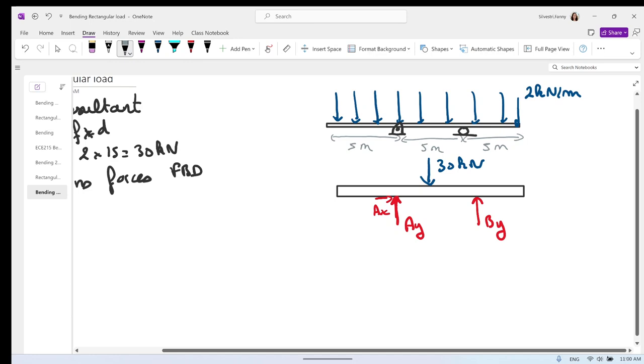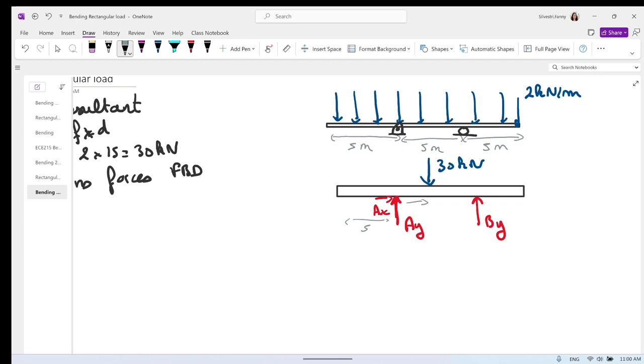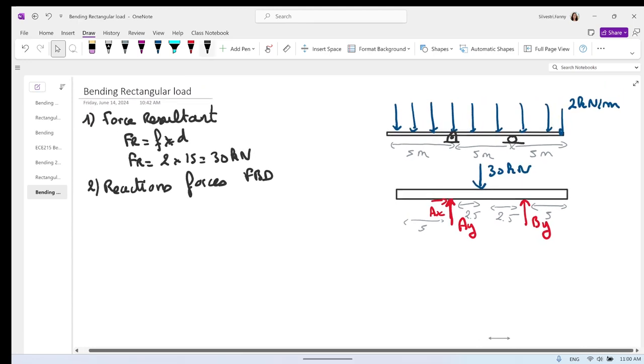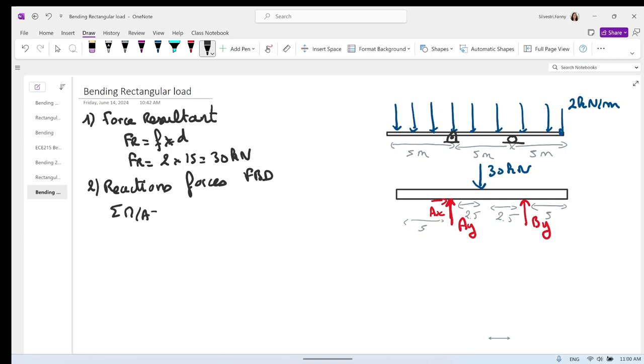So we have this distance there, 5. The distance between this one and this one is 2.5 because it's in the middle, 2.5 and 5 again. Everything is in meters. So let's do this equation of equilibrium. We like to do moment to solve for one of the unknowns. So sum of the moment about A equals 0. We get minus 30 times 2.5 plus BY times 5 equals 0. So BY equals basically 30 divided by 2, equal to 15 kilonewton.